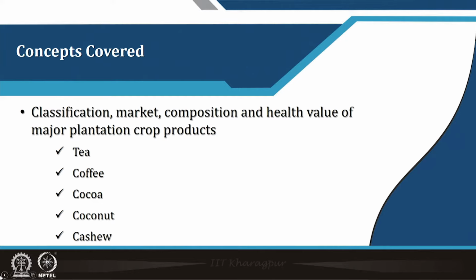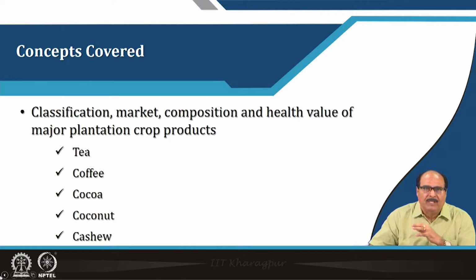In the next half an hour or so, we will discuss the composition, nutritional and health value of plantation crops. The concept covered in this lecture is the classification, market, composition and health value of major plantation crop products like tea, coffee, cocoa, coconut, cashew.